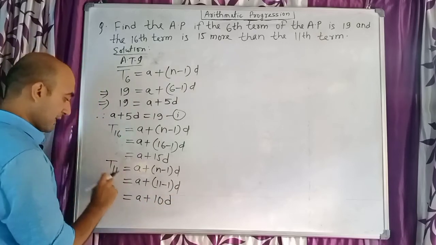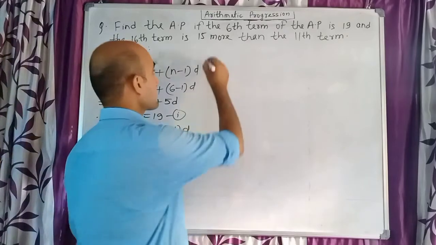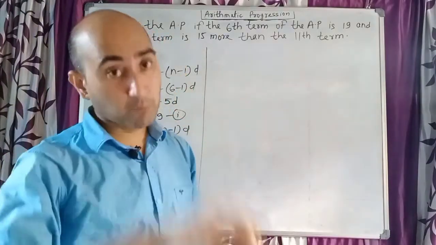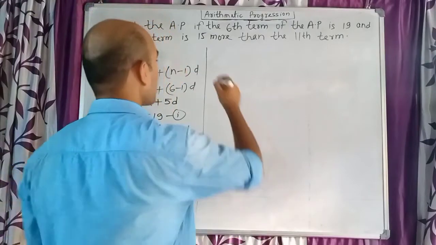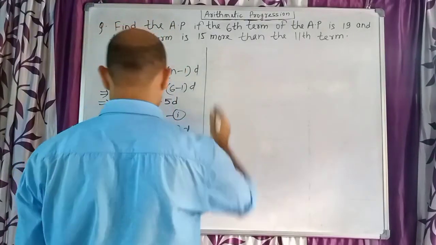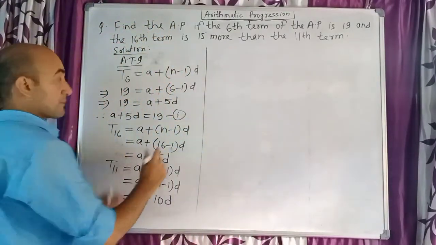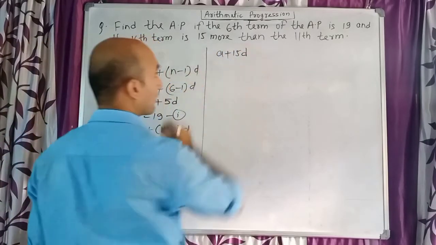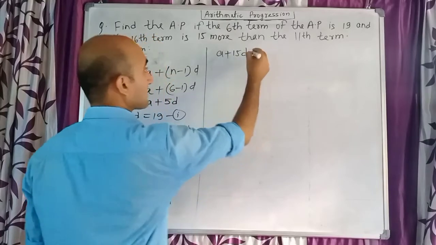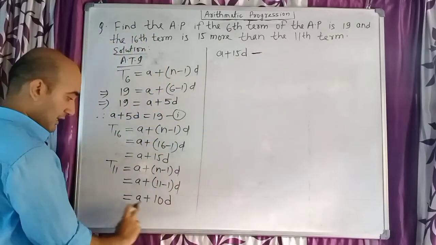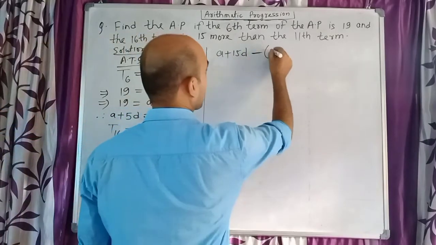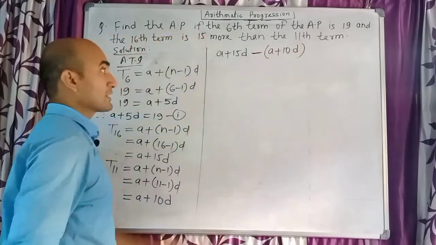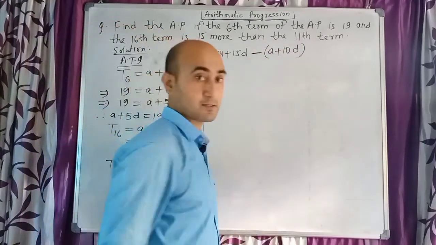Now the 16th term and 11th term are compared, and it is said that the 16th term is 15 more than the 11th term. So you write the 16th term first. Who is the 16th term here? The 16th term is a plus 15d. This is more compared to whom? The 11th term. And who is the 11th term? a plus 10d. You write a plus 10d in a bracket because there is a minus here. So when there is a minus at the front, you write it in the bracket.